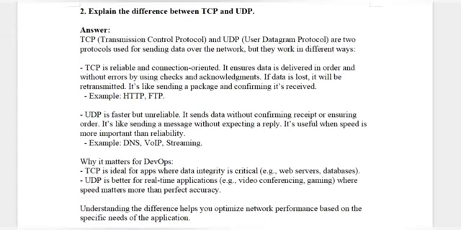Question number 2, explain the difference between TCP and UDP. TCP stands for Transmission Control Protocol and UDP stands for User Datagram Protocol. These are the two protocols used for sending data over the network, but they work in different ways.